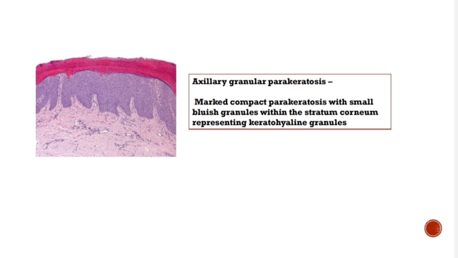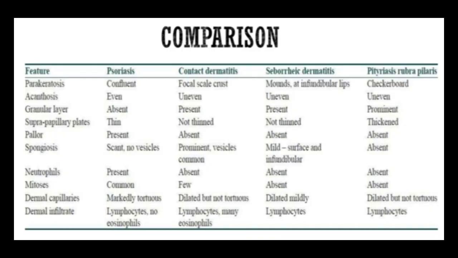This next slide includes the comparison between different diseases of the psoriasiform types: psoriasis, contact dermatitis, seborrheic dermatitis, pityriasis rubra pilaris. So, the feature parakeratosis. In psoriasis, there will be confluent parakeratosis present. In contact dermatitis, there will be focal, and in seborrheic dermatitis, it deals with mounds of parakeratosis, which is basically around the infundibular lips. In pityriasis rubra pilaris, there is a characteristic term, checkerboard parakeratosis.